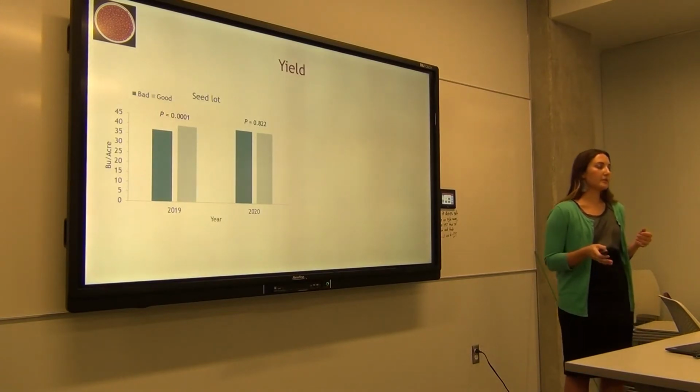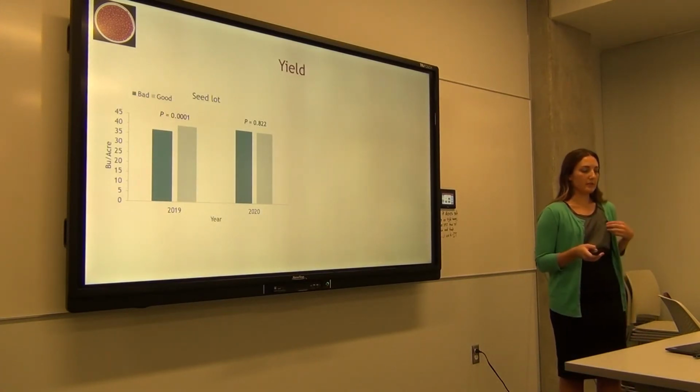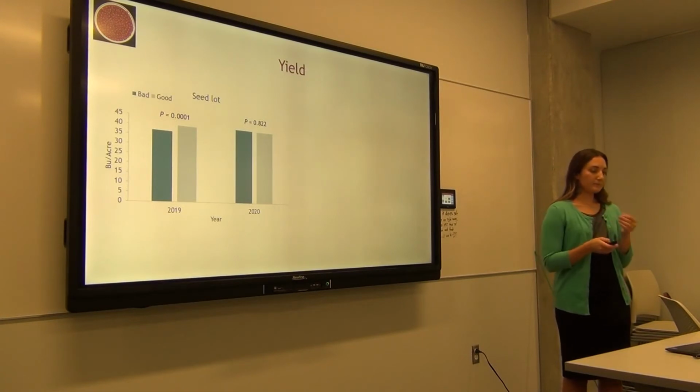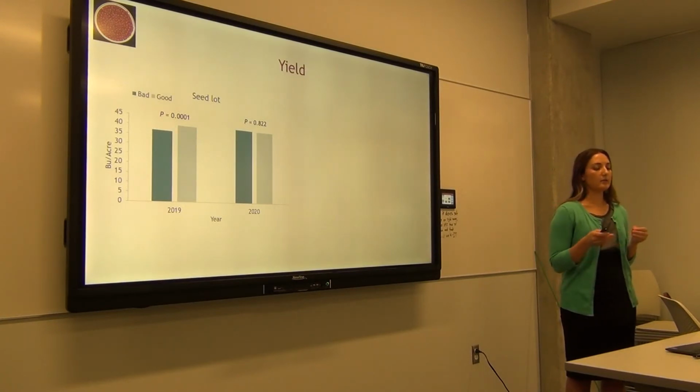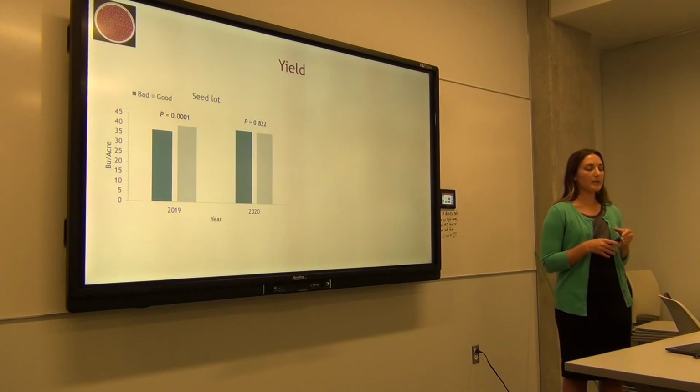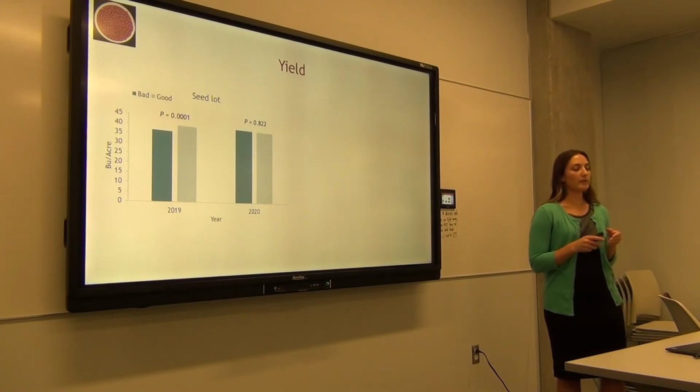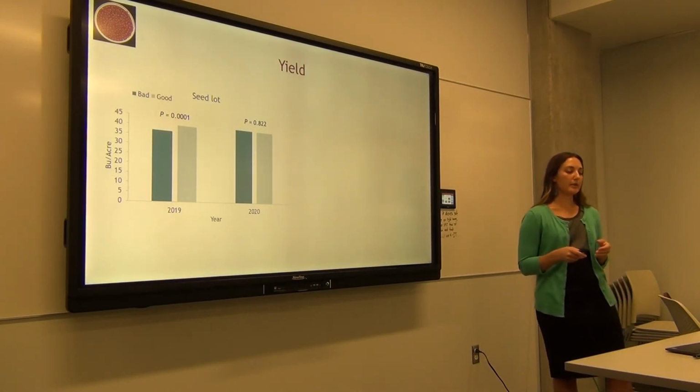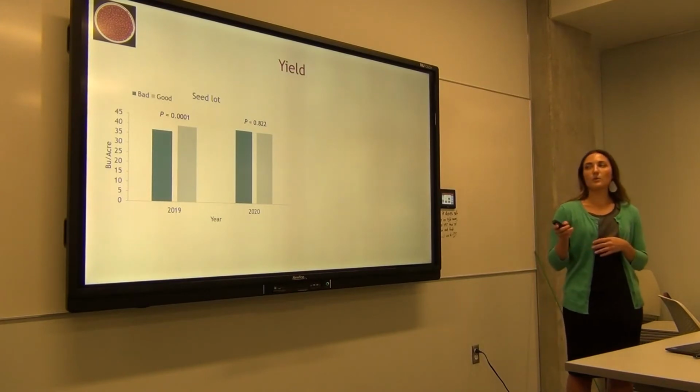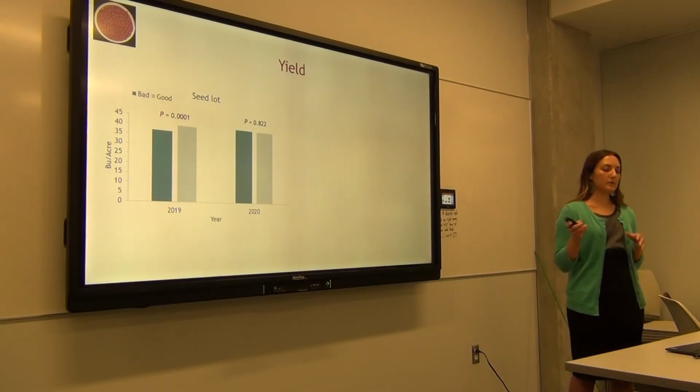The last results that I'll talk to you about are the yield results from both years. So looking at seed lot, in 2019 there was a significant difference in yield based on seed lot, where the good seed lot had about 9% greater yield than the bad. But in 2020 there were no significant differences between the seed lots.